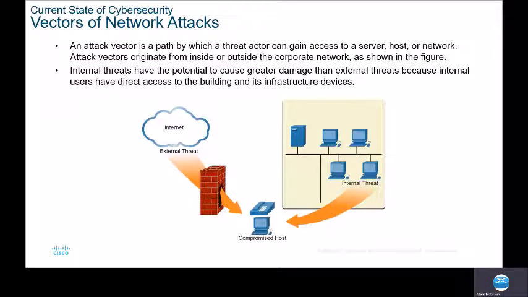So an attack, vectors of network attacks. An attack vector is a path by which a threat actor can gain access to a server, host, or network. Attack vectors originate from inside or outside the corporate network, as shown in the figure.